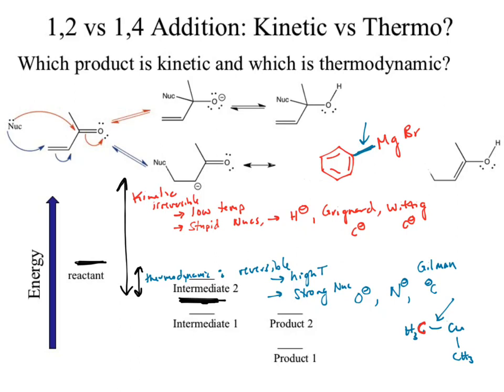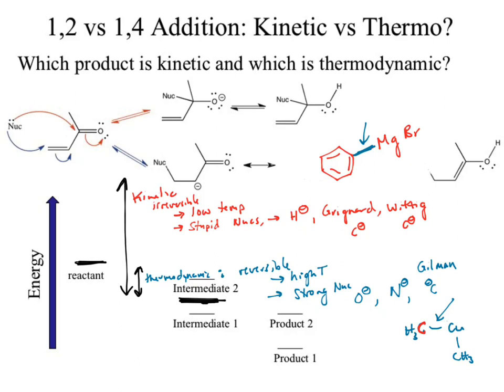negative. Why is the Gilman's carbon less negative than the Grignard's? Come on. Look at your periodic trends. Copper is closer to fluorine than is magnesium. Guess what? Copper is more electronegative than magnesium, meaning the difference in electronegativity is not quite as large, meaning the copper is less negative, or sorry, the carbon is less negative in the Gilman than it is in the Grignard.